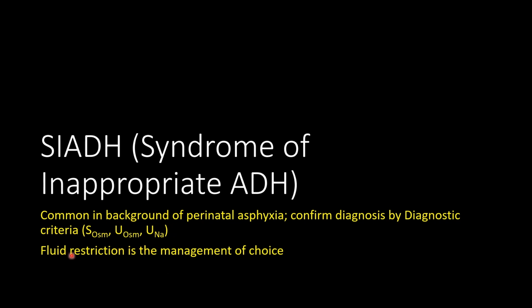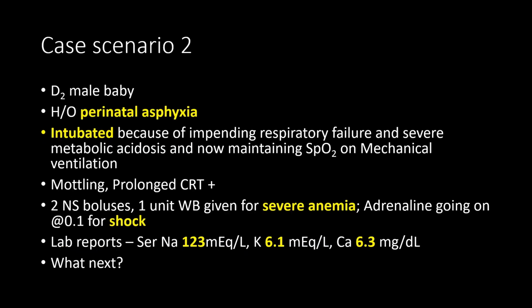Coming to case scenario 2, a day 2 male child having history of perinatal asphyxia, currently intubated because of impending respiratory failure and severe metabolic acidosis, now maintaining saturation on mechanical ventilation. There is mottling, there is prolonged capillary refill time, 2 normal saline boluses have been given, 1 unit of whole blood has been given for severe anemia. Now currently the patient is having adrenaline going on at 0.1 for shock, and the lab reports have revealed serum sodium of 123, potassium of 6.1, calcium of 6.3.